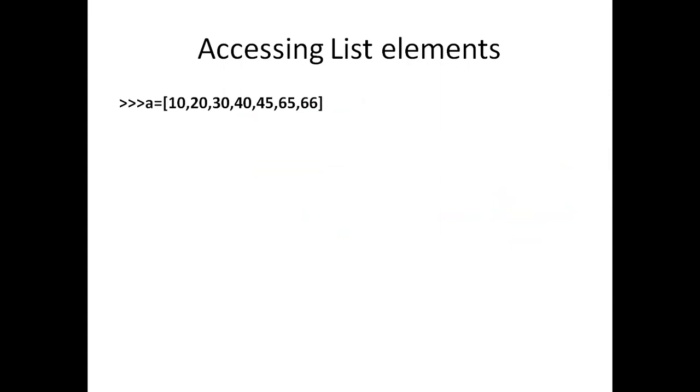Let's talk about the accessing of list elements. So let's say we have a list A which has some elements. Then these elements will definitely have indexes: forward indexes, which will start from 0, and backward indexes, which will start from -1. So this will be at -1, this will be at -2, -3, -4, -5, -6, and -7. So if we want to access a list element, we can use the slicing operator or subscript.